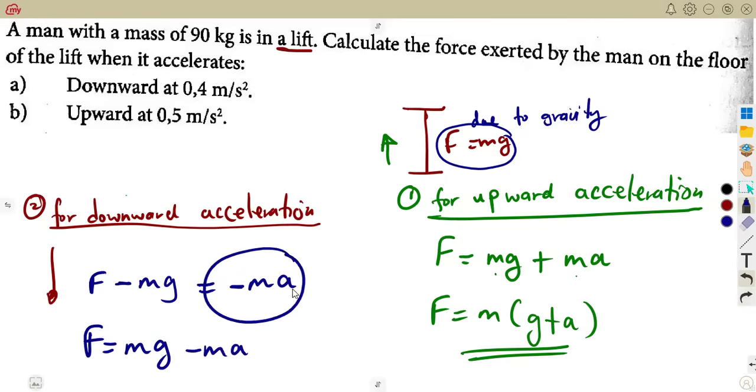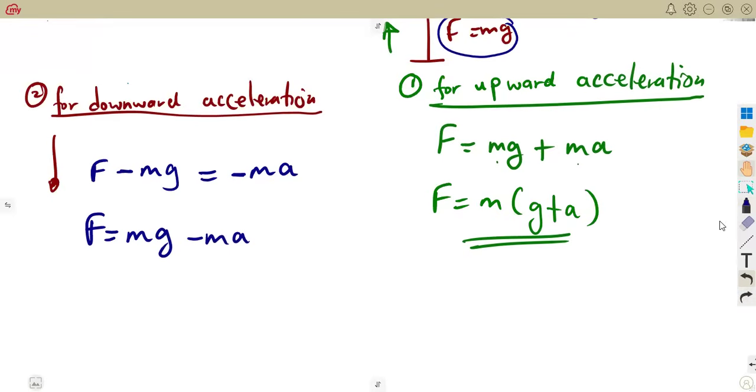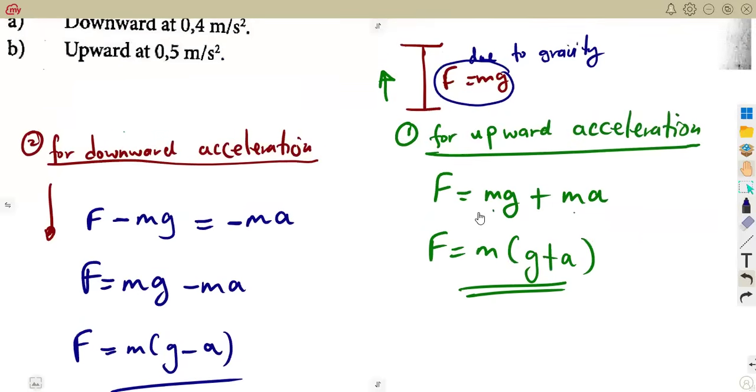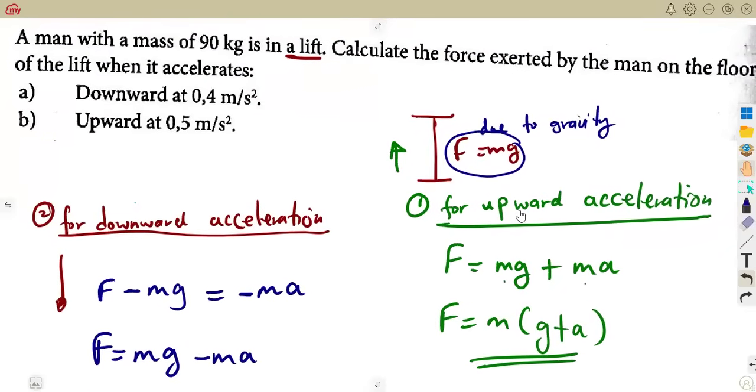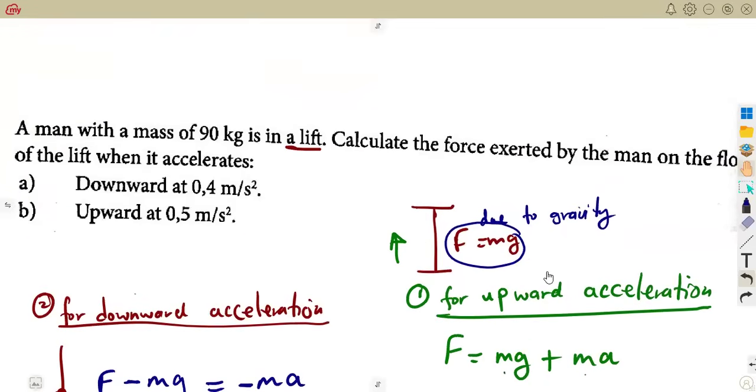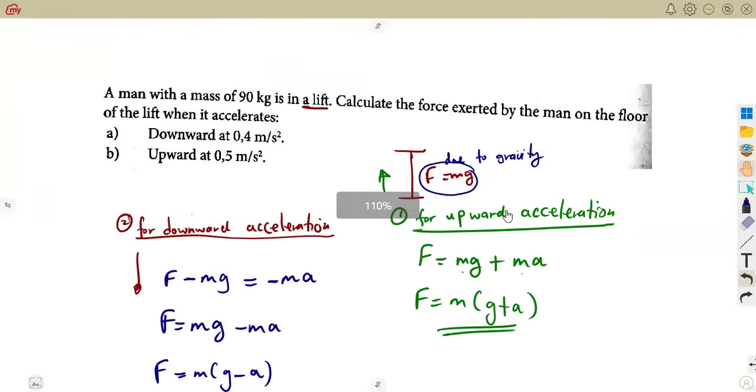This one is already carrying a negative. Mg is now positive. That is for downward. So we can even find this F by factoring out the m, which is common, just like that. So these are the conditions that you're going to have. This will be the applied force.